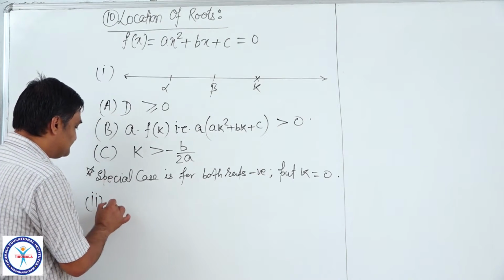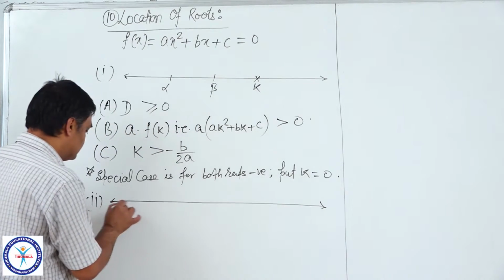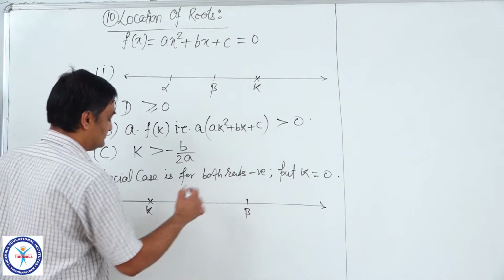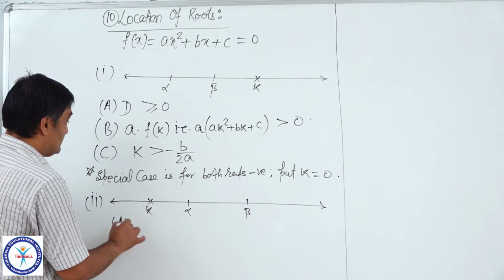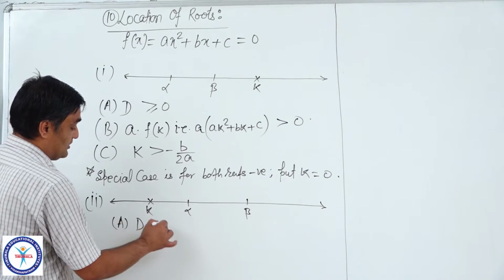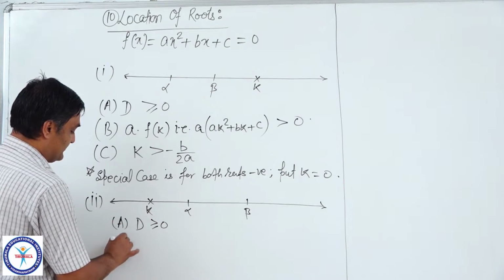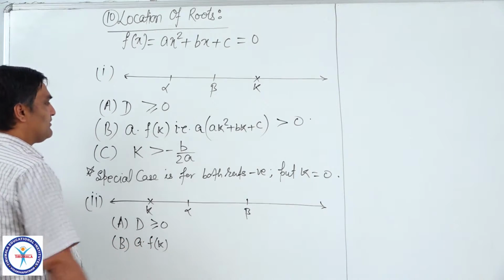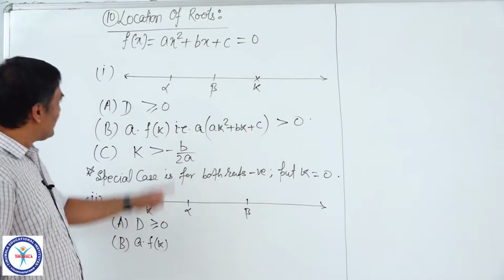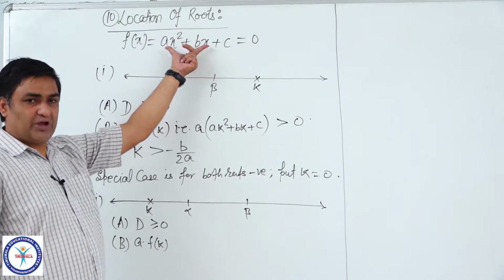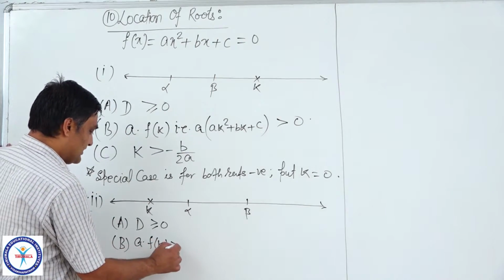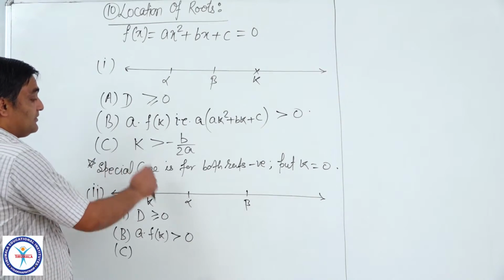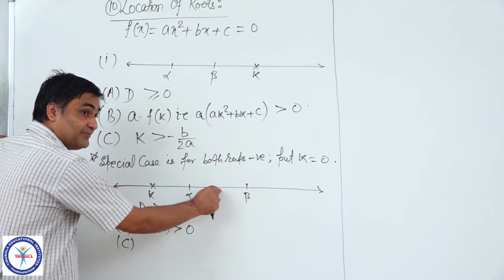Now second case: both roots greater than k. D greater than or equal to 0, condition B: a into f of k, and now I will not write a k square plus bk plus c. F of k means put x equal to k over here, greater than 0. And condition C: k is less than alpha plus beta by 2.